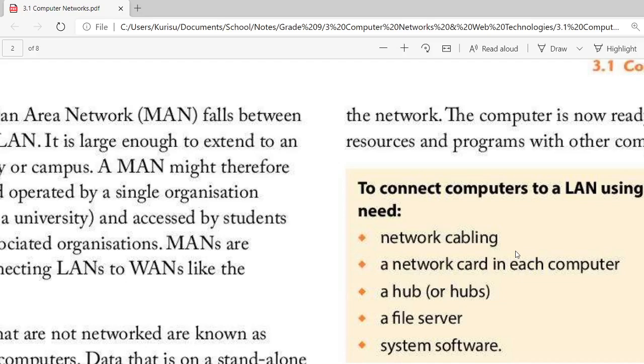Now, the second part is a network card in each computer. In order for your computer or your device to be able to access the network, it needs a network card. It can be a wired network card whereby it gives you a port so that you can plug in a cable. So your desktop and some laptops would have a wired network port allowing you to plug in a cable.